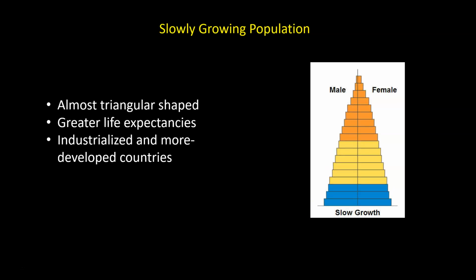The second type of age structure diagram you should be familiar with is that of a slowly growing population. Here, the wide base is not present. The diagram itself is almost triangular shaped, with more people living to their post-reproductive years. This is representative of industrialized countries and more developed countries such as the United States, Australia, and Canada.